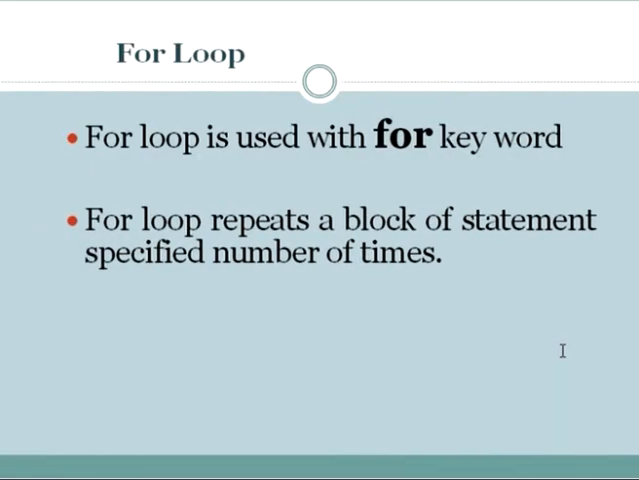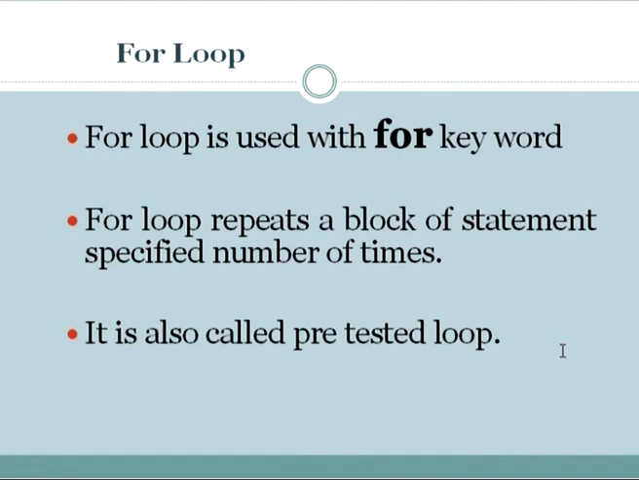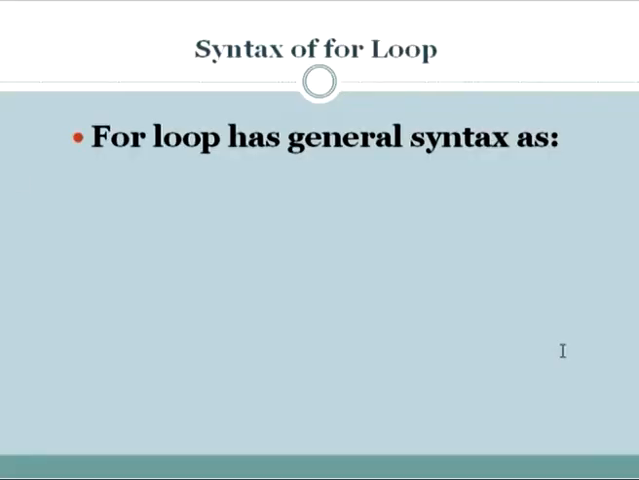The for loop is used with the for keyword, as shown on the slide. A for loop repeats a block of statements a specified number of times. It is also called a pre-tested loop. Why is it called a pre-tested loop? It will be discussed later on.